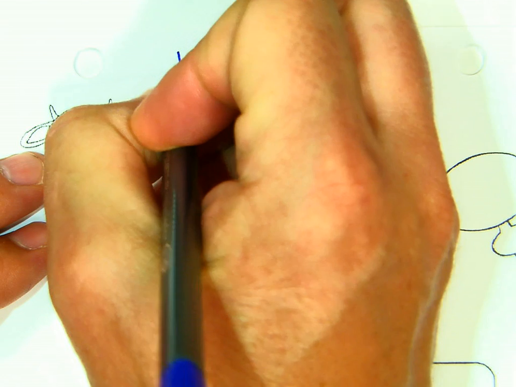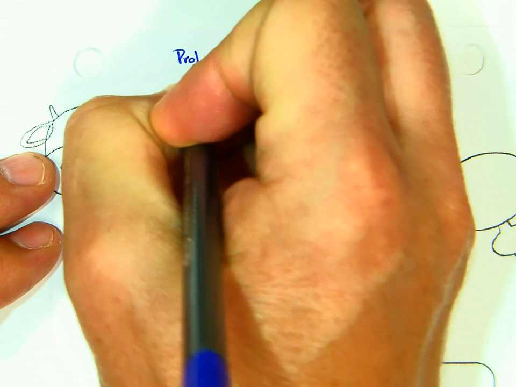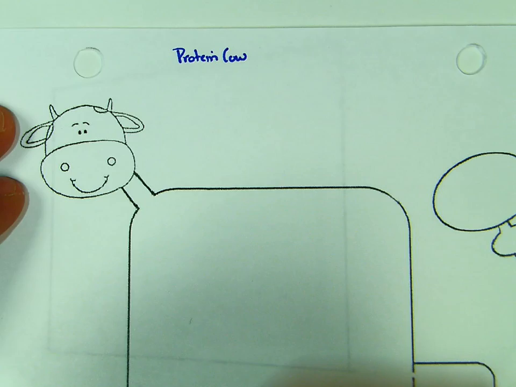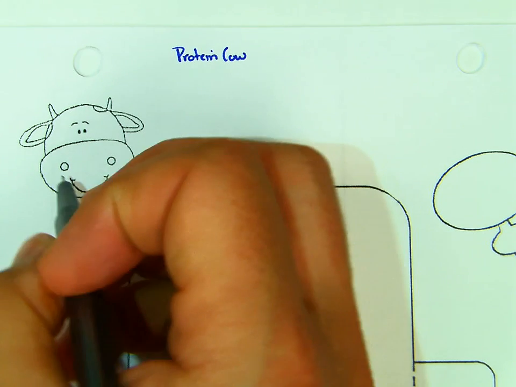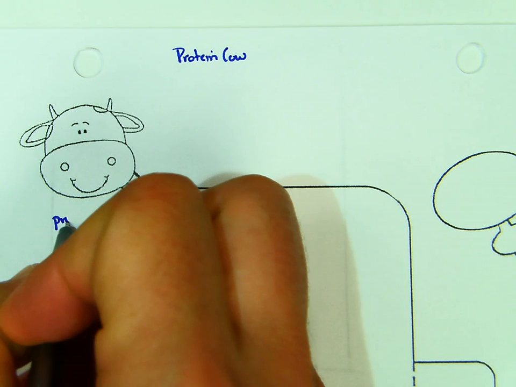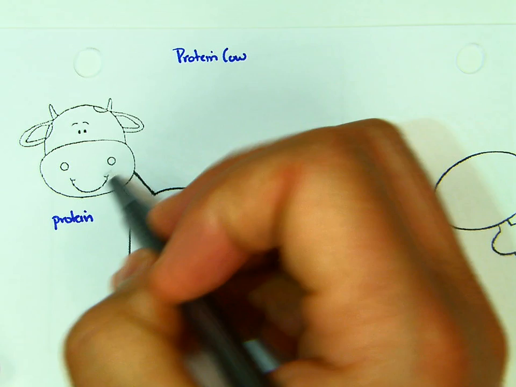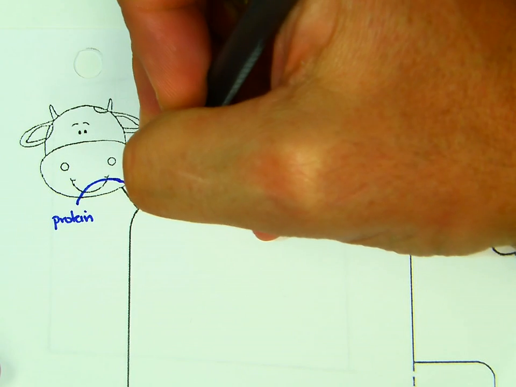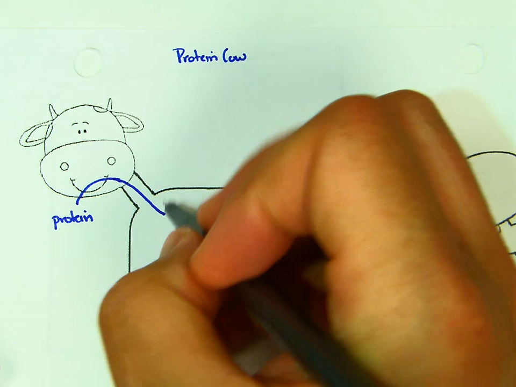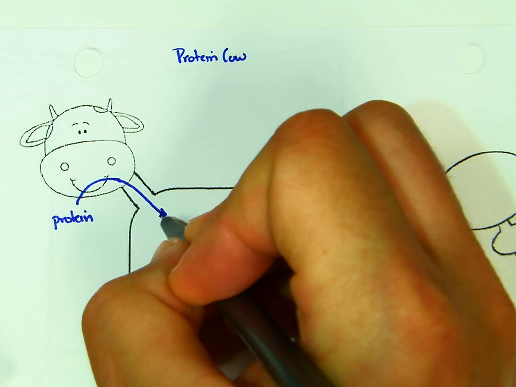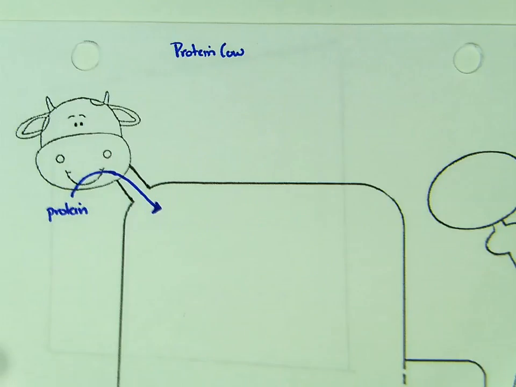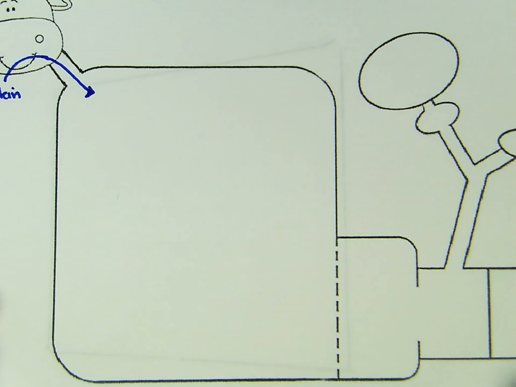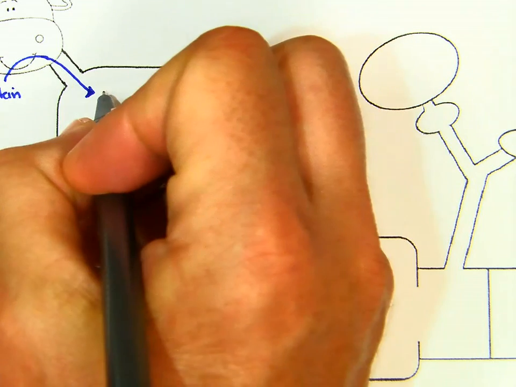Protein cow. So we're going to feed our protein cow some protein. And in the rumen, we're going to fractionate that protein into really two piles, two fractions.